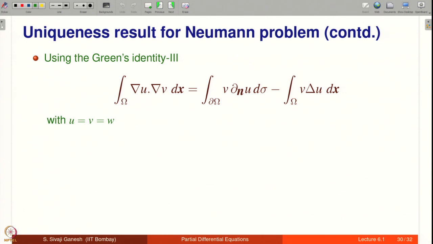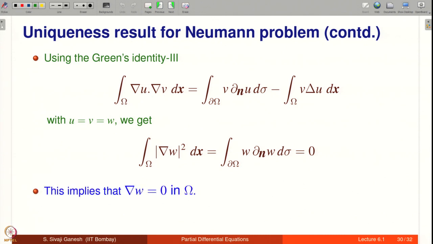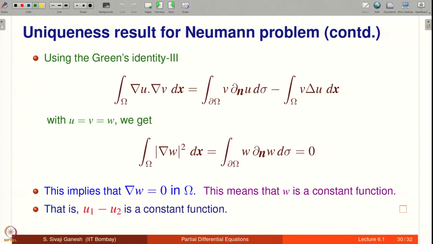Now using once again the Green's identity 3 with u equal to v equal to w, we have integral over omega mod grad w square, that is coming from the left hand side. On the right hand side, as before, Laplacian w is 0, so second term drops out. What you have is this term which I have written here, w dou n w d sigma, but dou n w is 0, therefore this integral is 0. This means grad w equal to 0 in omega, that is all we have information, nothing more. If grad w is 0, w must be a constant function, that means u1 minus u2 is a constant function, therefore u1 equal to u2 plus constant.